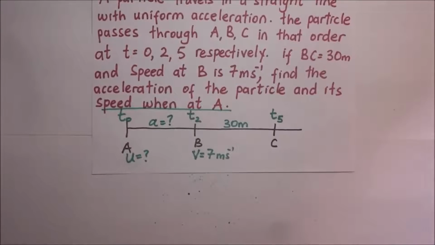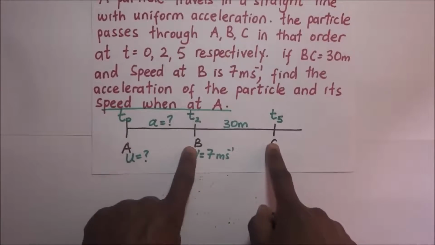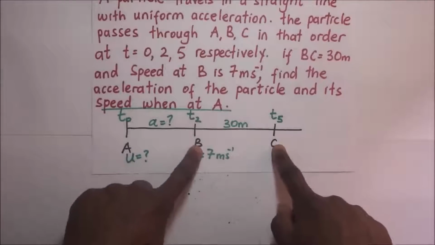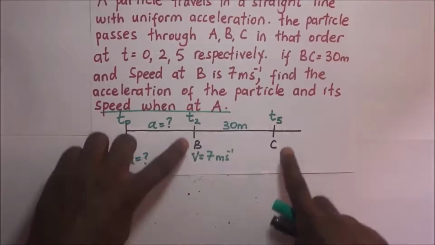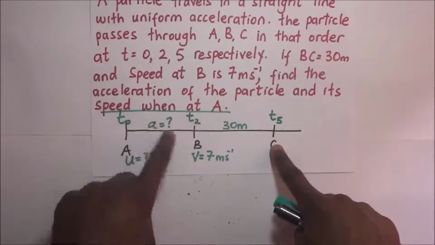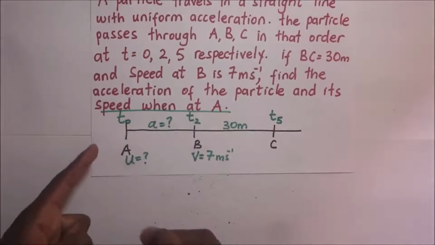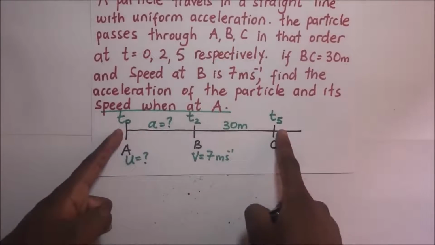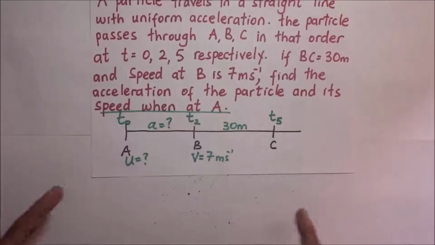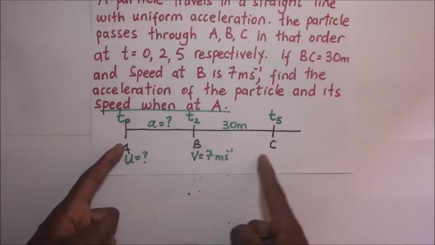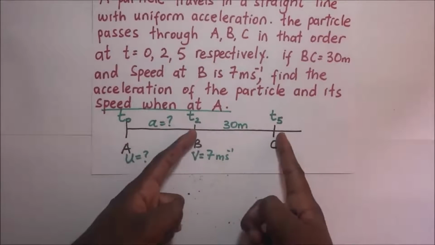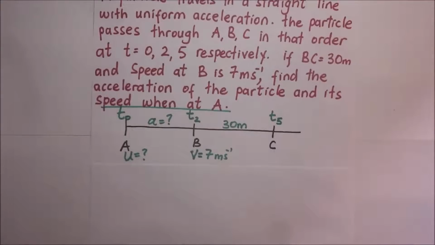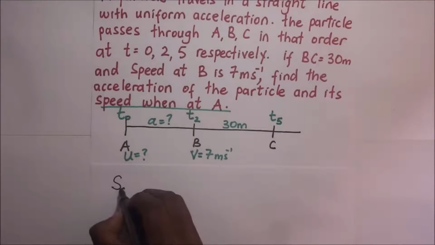Now, we've been told that between B and C, the object covers 30 meters. So we can use this to find our value of A, the acceleration. We are going to get the expression for distance from A to C, subtract the expression for distance from A to B, because SC minus SB gives us 30 meters. So let's look at the distance covered at C.